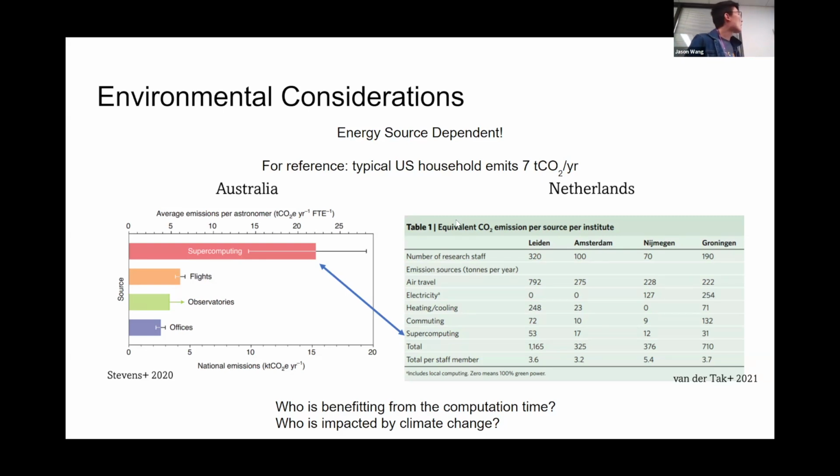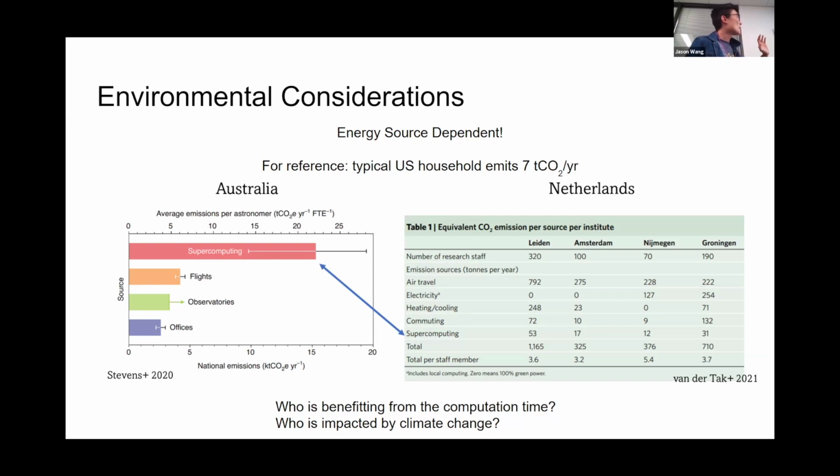So you can see a typical US household emits about 7 tons of carbon dioxide per year. For a typical astronomer, the mean CO2 emission is about 15 kilotons of CO2 per year just from supercomputing alone. Whereas if you look at somewhere like the Netherlands, that number is much smaller because a lot of the energy generation is being done through renewable resources.